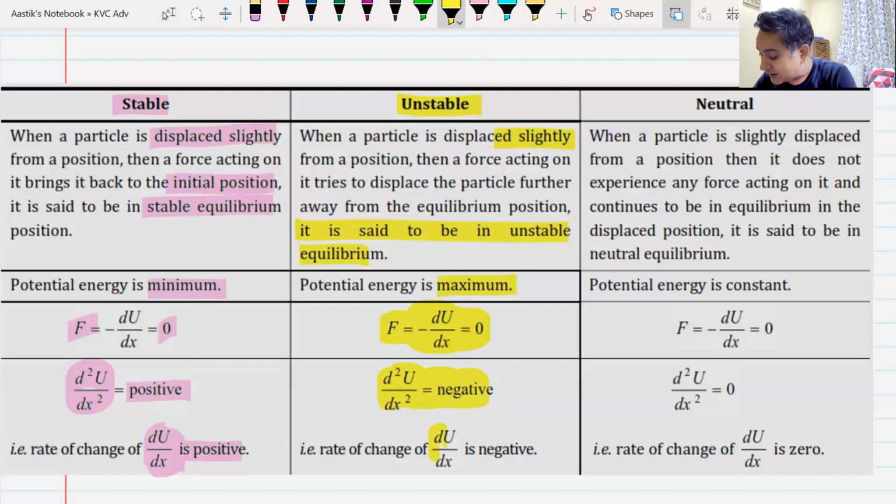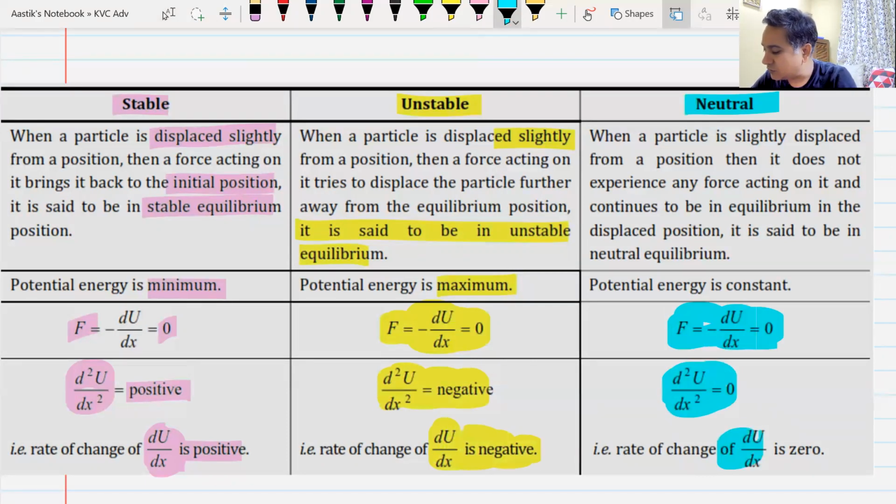Second derivative is negative here. That means the rate of change of U is negative. In case of neutral equilibrium, there is no force. Whether you push it, you are here, no force, you are here, no force. Force is 0. The rate of change is 0. Everything is 0. Do we understand this? If you want to note it down, you can note it down.